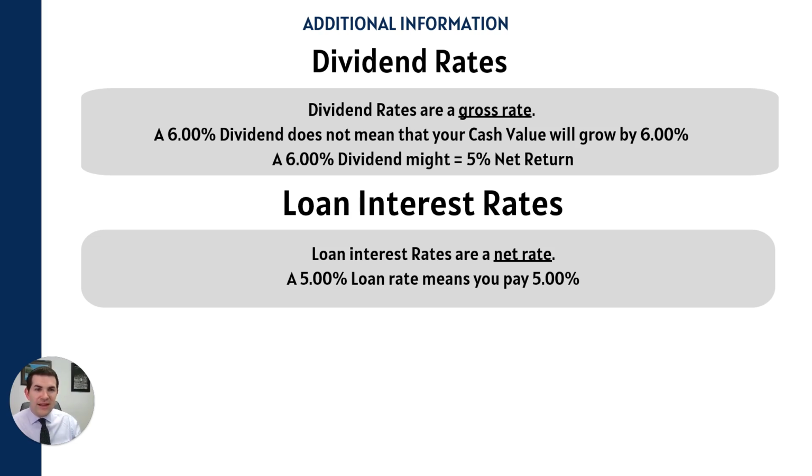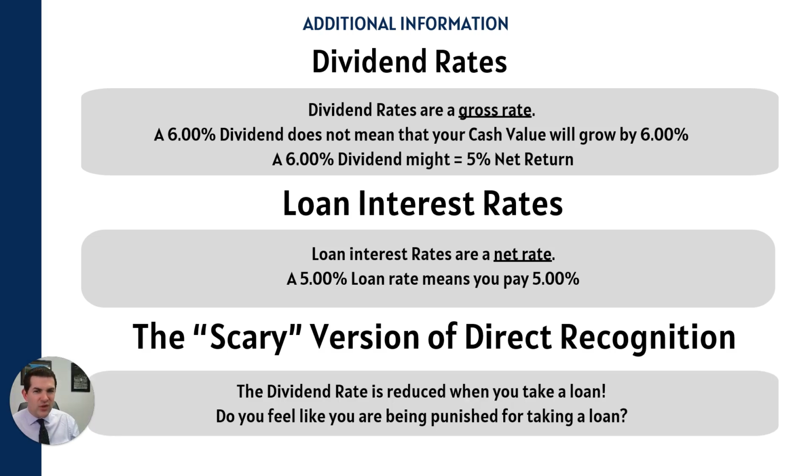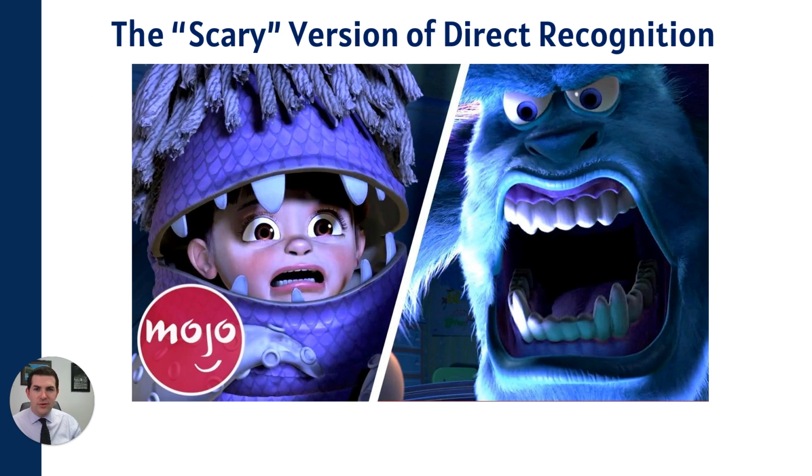Let's take a look at the scary version of direct recognition. Now, what I mean when I say scary version is when the dividend rate is reduced when you take a policy loan. If I said to you, yeah, with this direct recognition policy, the company is going to lower your dividend when you take a loan, how do you feel? You feel like you're being punished? Do you say, I want non-direct recognition? Do you feel like this?